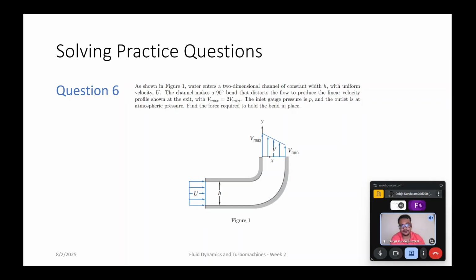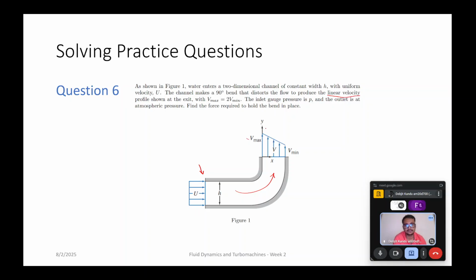So as you can see in figure 1, water enters a two-dimensional channel of constant width h. This is the inlet where a uniform flow of velocity u enters, and it's of constant width h, and it takes a bend. The flow takes a bend like this, and then leaves out with a velocity profile like this. It's a linear velocity profile. It's given in the question.